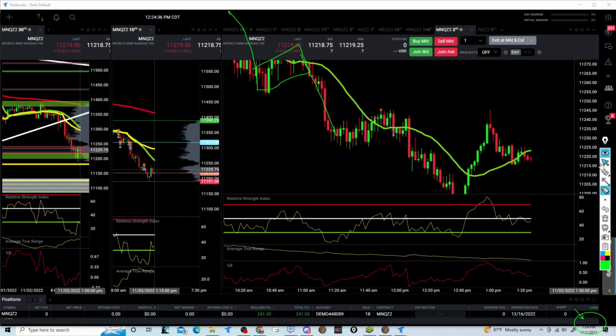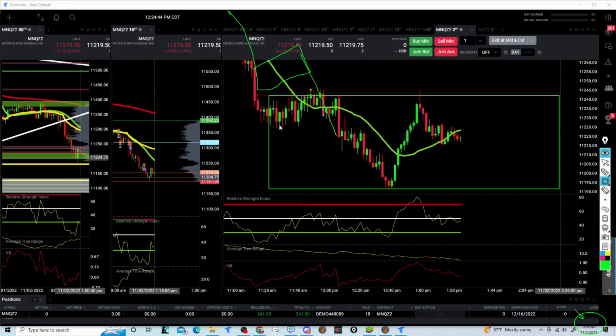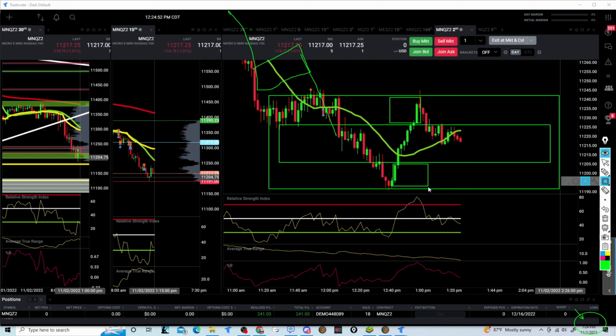Okay? So I just want to come back here and check on our range. All right? Still wouldn't have been able to take a trade. We're still in that no trade zone. Your ranges should look like a doji. Okay?